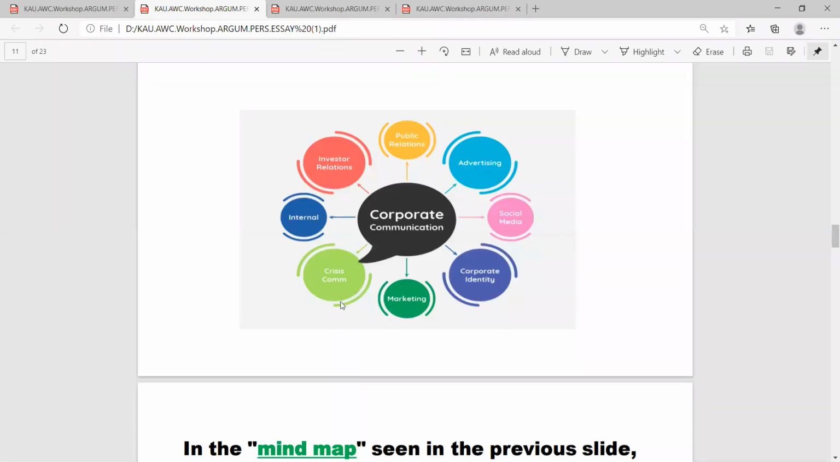Okay, now crisis communication. You know, not all of these are going to be in every mind map, but in this case, we've included crisis communication. What happens when there's a problem with the product, or what happens when there's a problem with dealing with the public? The public is angry about the product. How do you smooth over the situation? How do you communicate with them and assure them that the product is still good? Okay, so that would be the crisis situation.